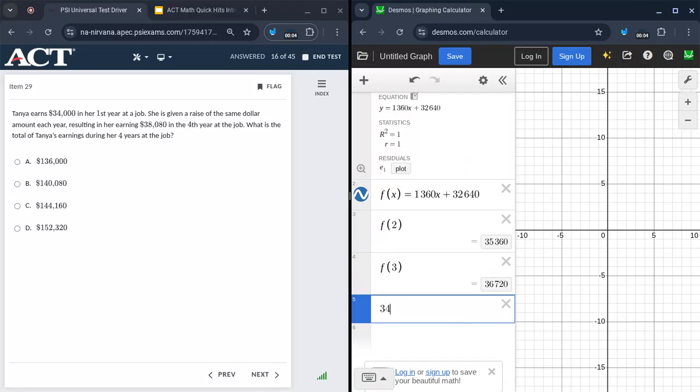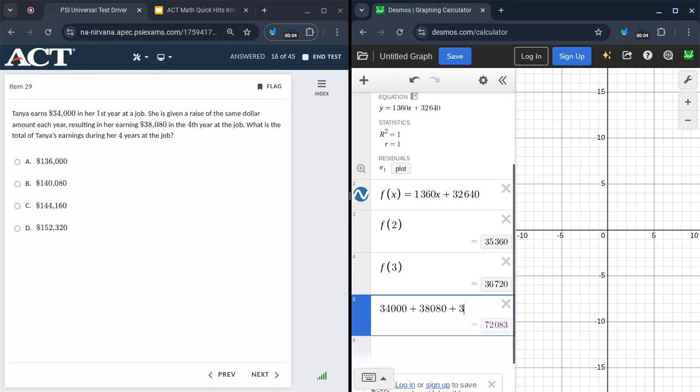Right? It said our first year was 34,000. Our last year was 38,080, and then the two I just calculated, 35,360 and 36,720. All right, so there we go, right? We have our total, 144,160. We go over here, we see that's choice C. So we click on choice C and we're good to go.